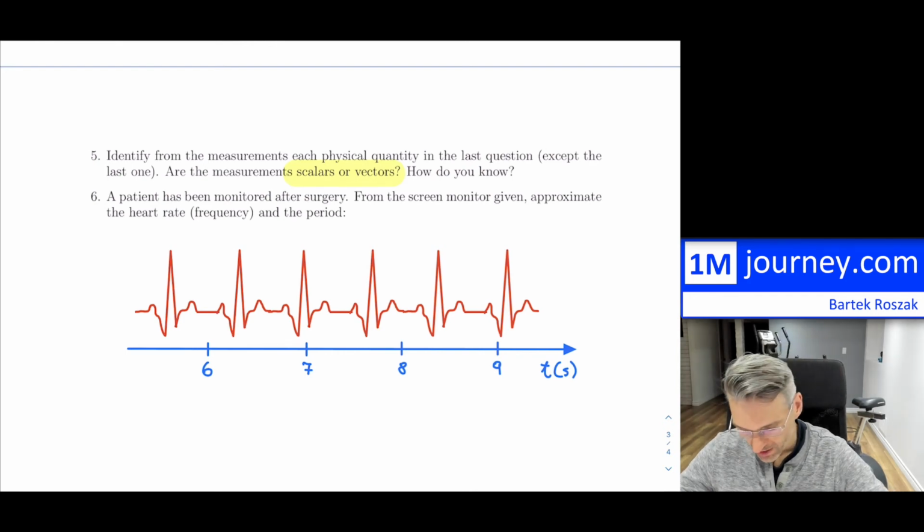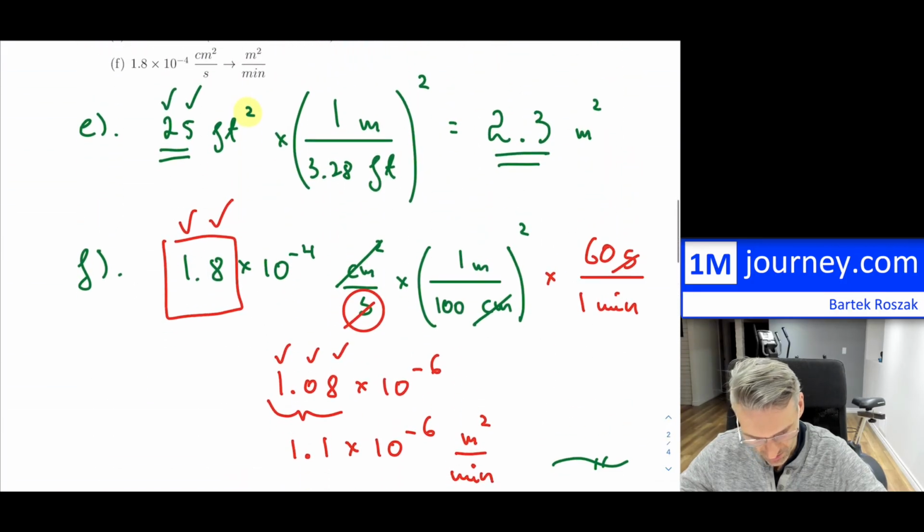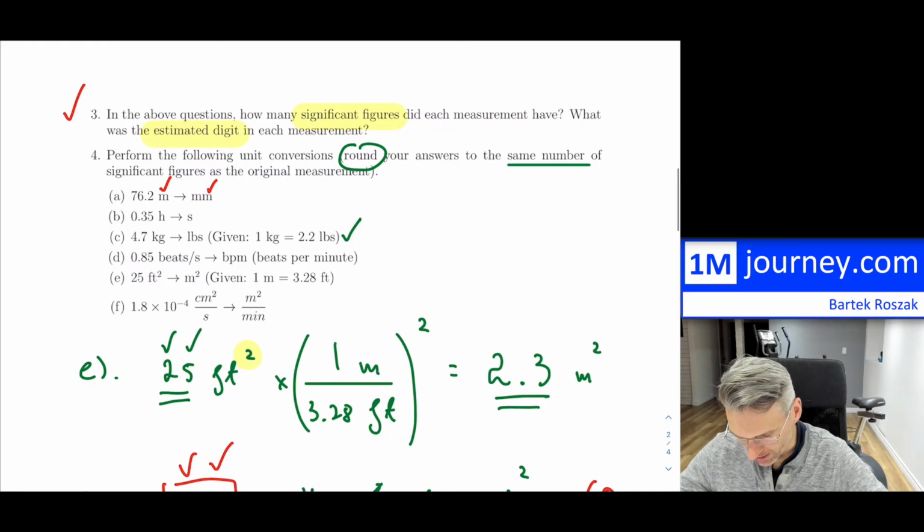Okay, well, we have to do 3 things. We have to identify the physical quantity. Is it scalar or vector? And then how do we know? Okay, except the last one, which I guess was a complicated one. Although it looks like it's a rate, so it looks like area changing over time. But we'll do all the other ones.